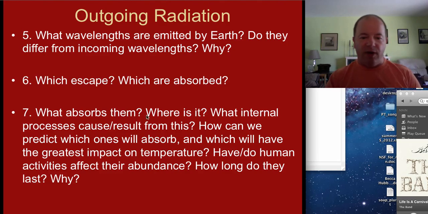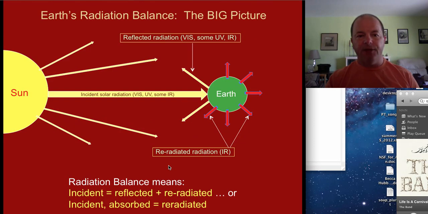And then it's a question of what absorbs them, where are they, what happens to these molecules when they absorb them, how can we predict the ones that will absorb, and which will have the greatest impact ultimately, and if human activities affected their abundance. In other words, if we're going to put stuff in the atmosphere that's going to affect the radiation balance, we want to know which stuff has the largest impact, and then also the quantities of stuff that we have put out there. So going forth, let's revisit this picture of the radiation balance.